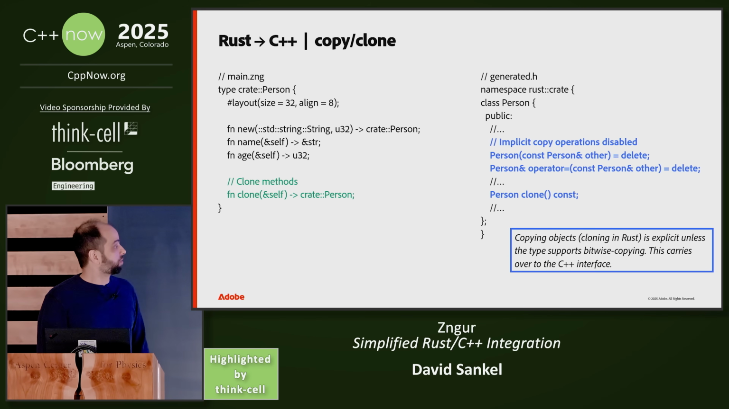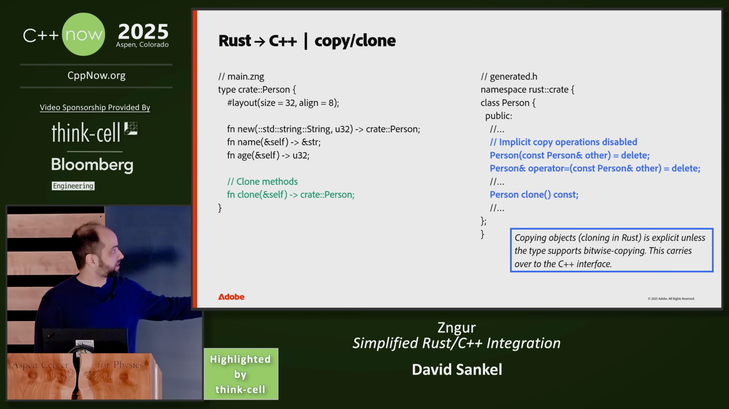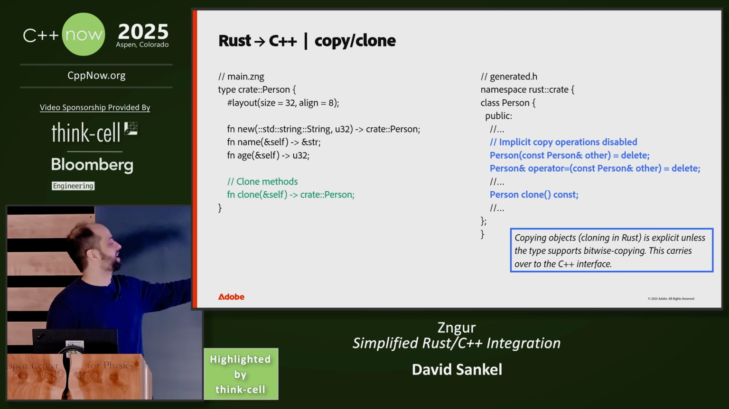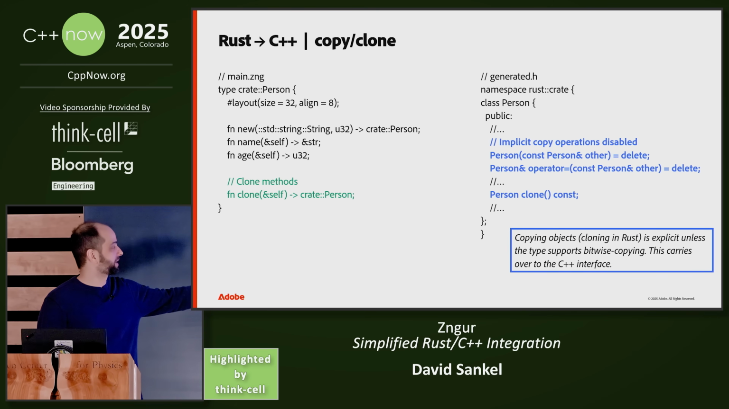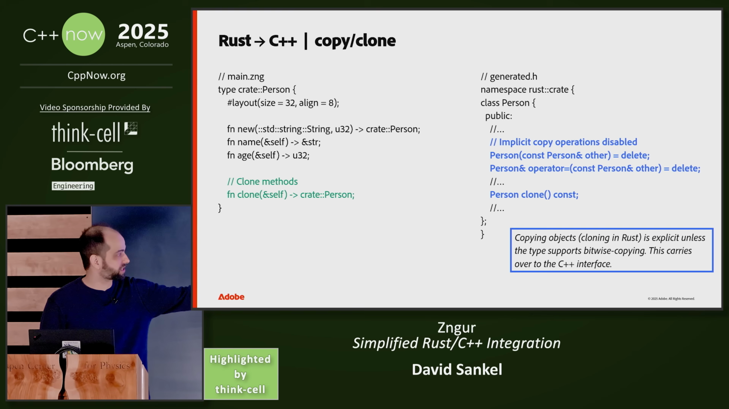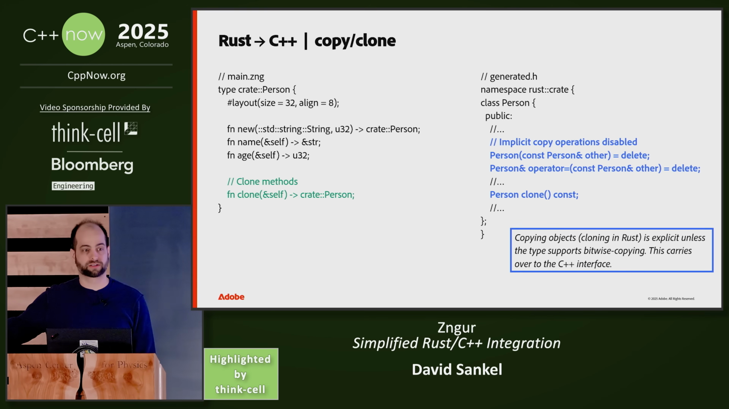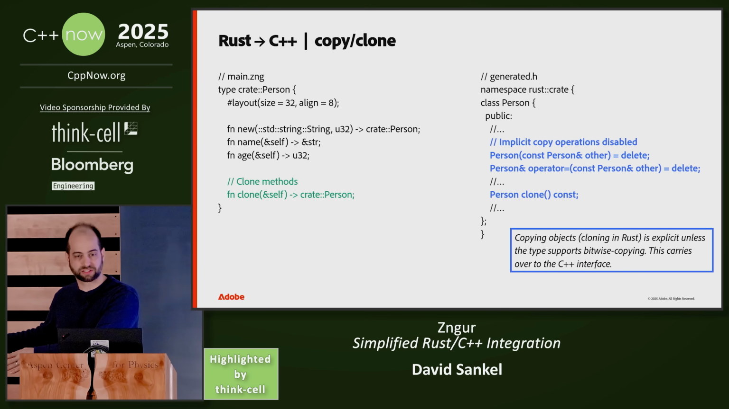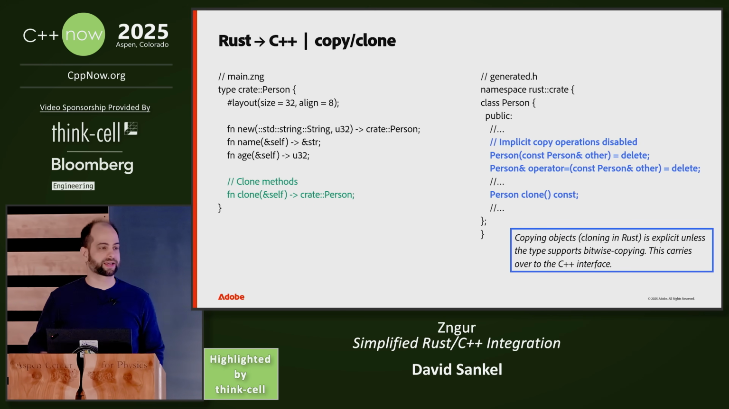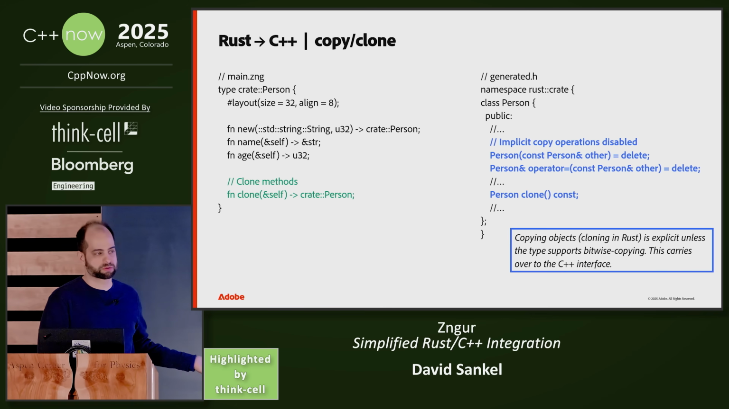So on the Rust, or on the, what is this thing called? I want to call it Zngur. So on the Zngur side, the clone method is what you use to get a copy of the thing. So on the C++ side, you're going to have a clone method. So it's not trying to imitate C++, it's trying to imitate Rust. So when you use a Rust object in C++, you're going to be calling .clone. You're only going to get implicit copies if it would be implicitly copyable on the Rust side.